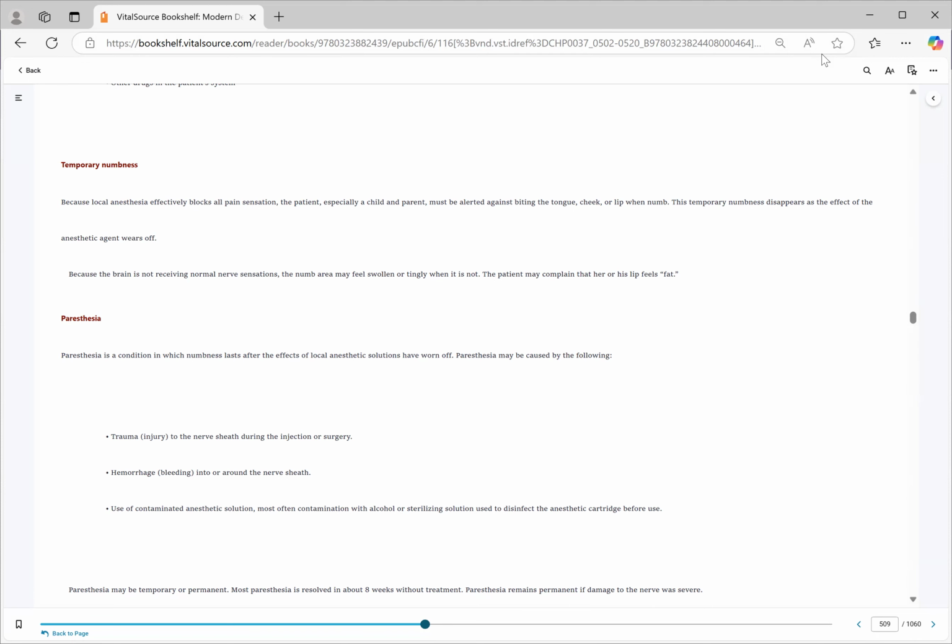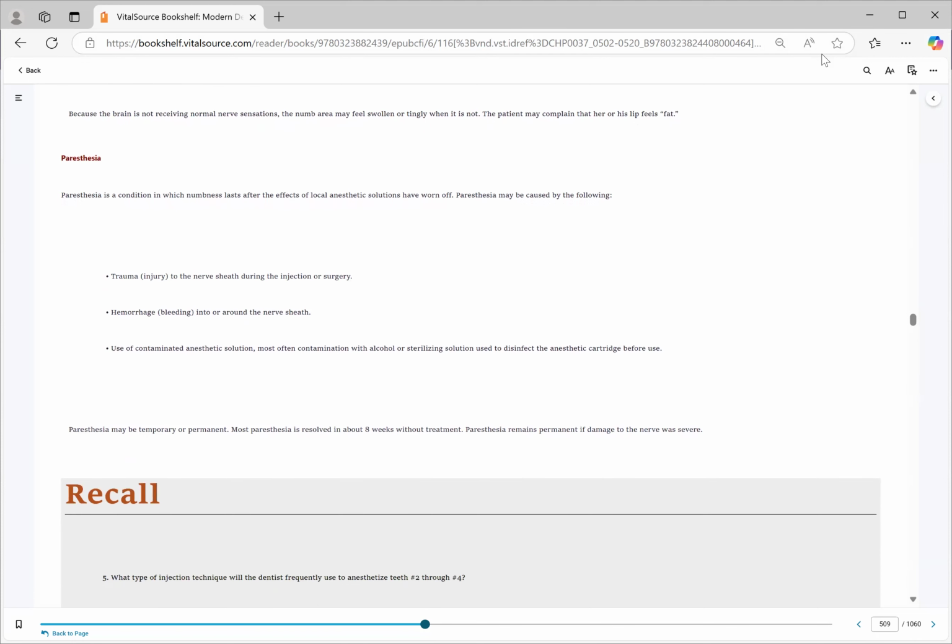Paresthesia is a condition in which numbness lasts after the effects of local anesthetic solutions have worn off. It can be caused by trauma, so injury to the nerve while we're injecting, hemorrhages or bleeding around the nerve, and then use of contaminated anesthetic solution. It can be temporary or permanent. Most paresthesia is resolved within about 8 weeks without treatment.